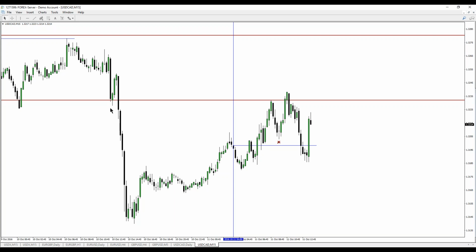But if we see scenarios where we can get long inside of the range, what is this range? The range is this high down to this low. So think about what's going on here.